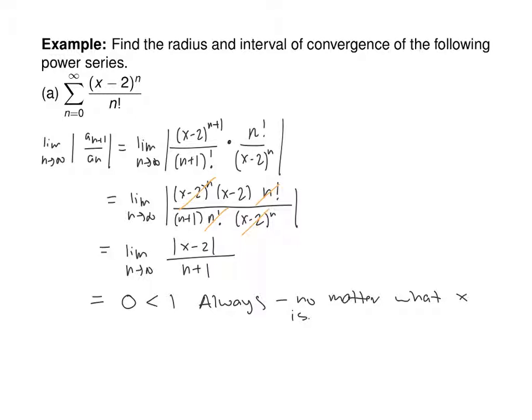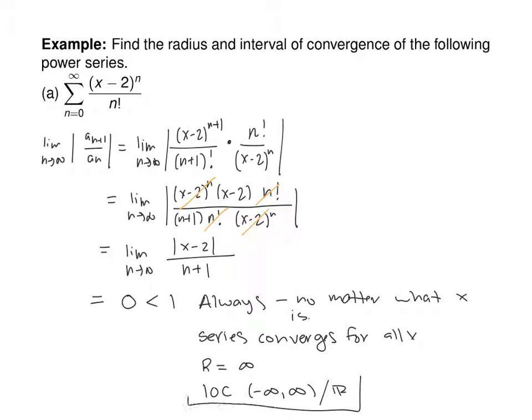And as that is the case, that means that this series will converge for all x. So this series converges for all x. In other words, your radius of convergence is infinity, and your interval of convergence is minus infinity to infinity, or the entire real number line.